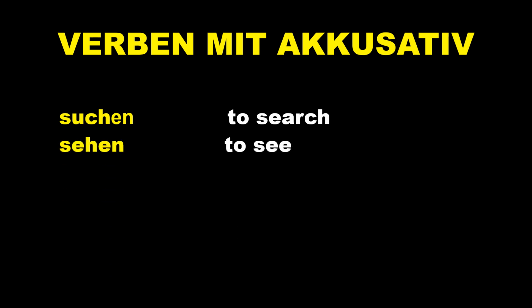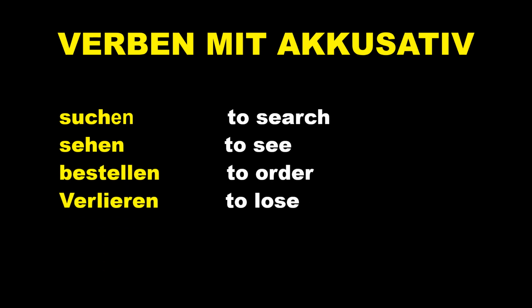Verben mit Accusative. Suchen, to search. Sehen, to see. Bestellen, to order. Verlieren, to lose. Vergessen, to forget. Once again, along with me. Suchen, Sehen, Bestellen, Verlieren, Vergessen. Now, let's see how to use these verbs in sentences.